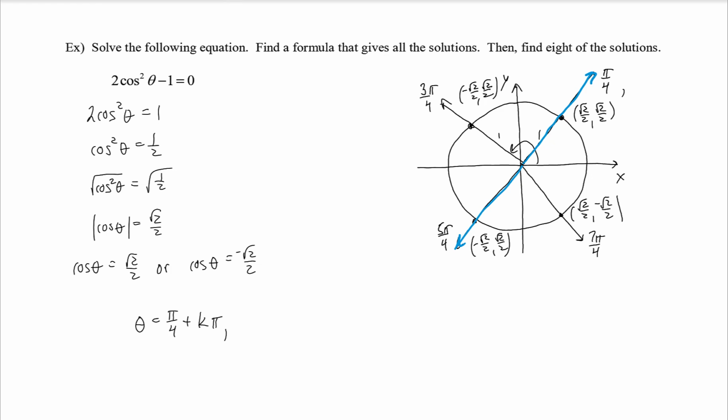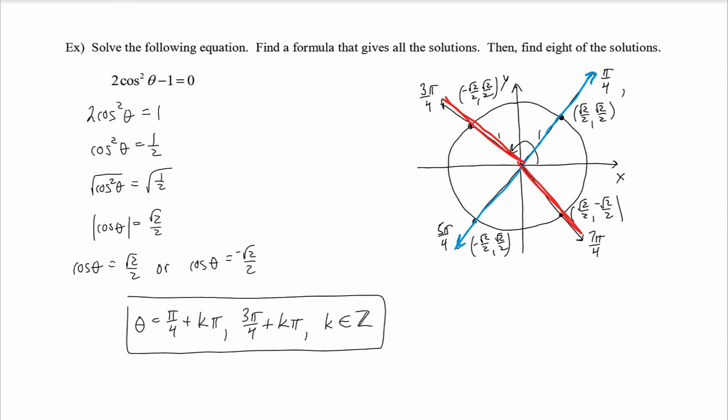But if you look, the same thing's going to happen with these other terminal sides. This terminal side and this terminal side also form a straight line. So I could do 3 pi over 4 plus k pi, where k is an element of the integers.